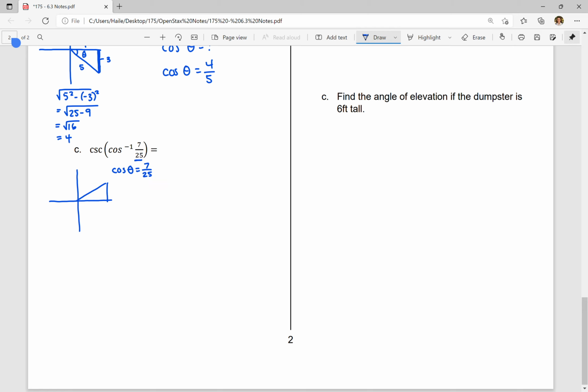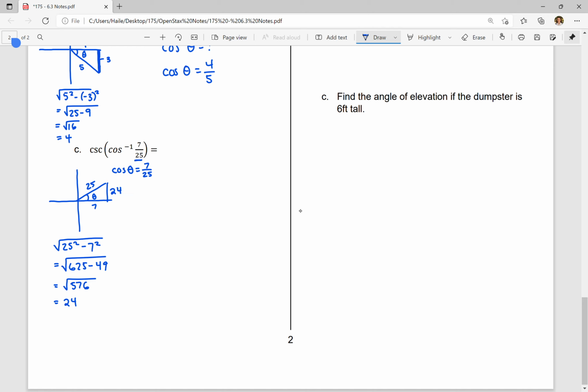So our triangle looks like this again. This is theta, and then my adjacent side is 7. My hypotenuse is 25. Our next step, we use the Pythagorean theorem to find that missing side. So we have 25 squared minus 7 squared, which is the square root of 625 minus 49, which is the square root of 576, which is 24. So my missing side is 24.